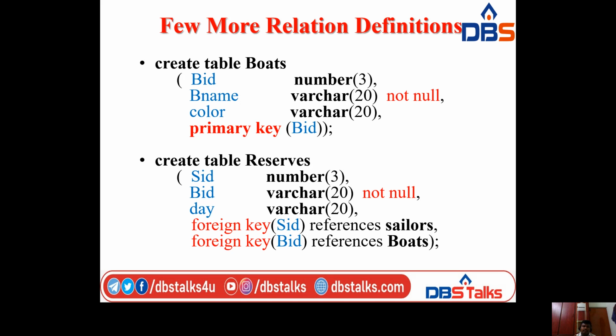Here two tables are available, on SID and BID. The SID of reserves references the sailors, and the foreign key BID references another table, which is boats. Now this is about the relation between primary key and foreign key. A foreign key always references the primary key. That way we are creating the relationship between the tables.